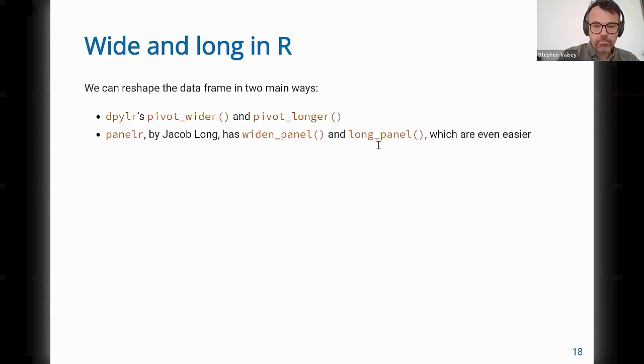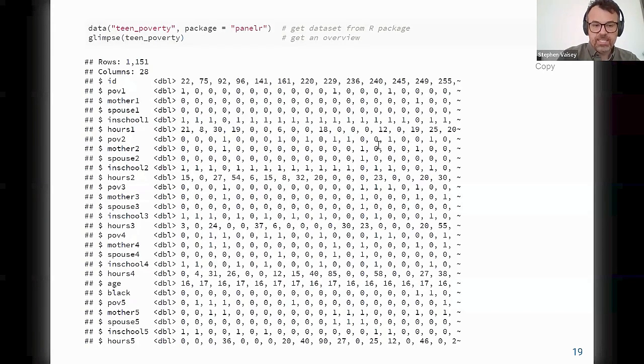Okay. All right. So here is a data set, for example. This is one of the data sets we're going to use in this class. This is a data set about teen poverty. And you're going to see here, this data set is in wide form. So here is the person's, so this is glimpse. I don't know if many of you have seen this.